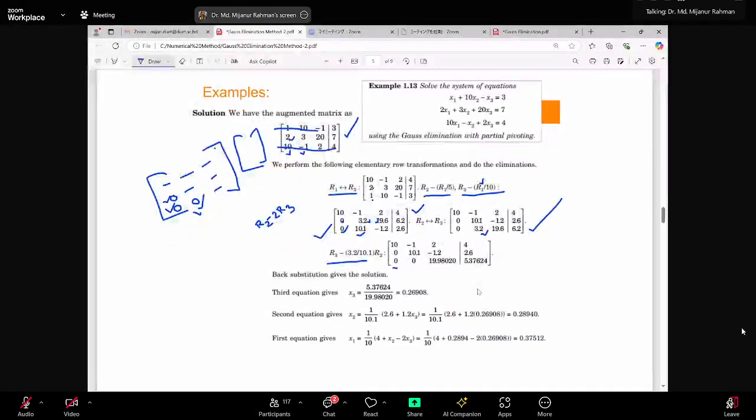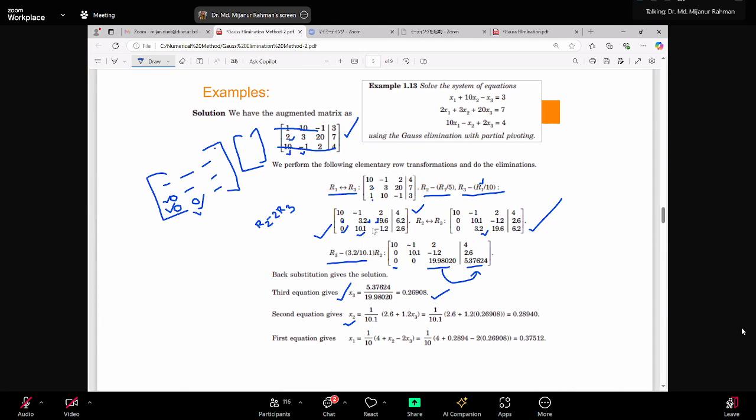If we convert this matrix form to equation again, we can very easily say 19.9802 into X3 equal to 5.37. From here, we can determine X3. X3 is equal to this divided by this. So if we get X3, we can put it in equation 2: 10.1 X2 minus 1.2 X3 equal to 26.2. We don't know X2, but for minus 1.2 into X3, we have this value. If we calculate this, then we can very easily determine the value of X2.